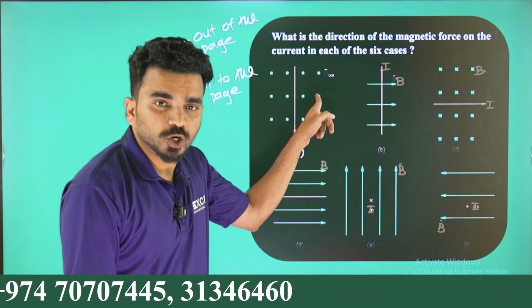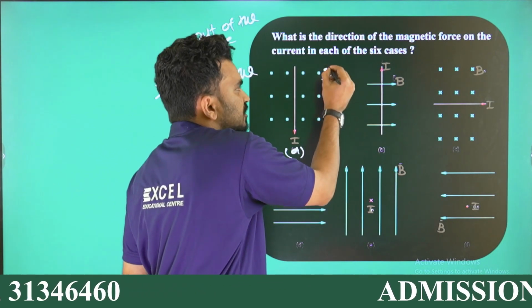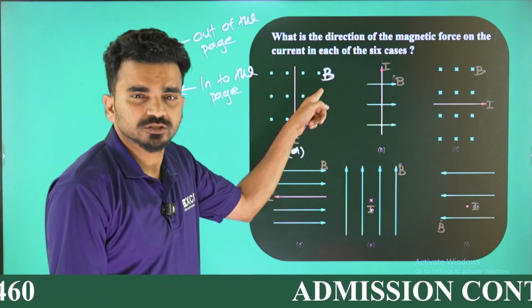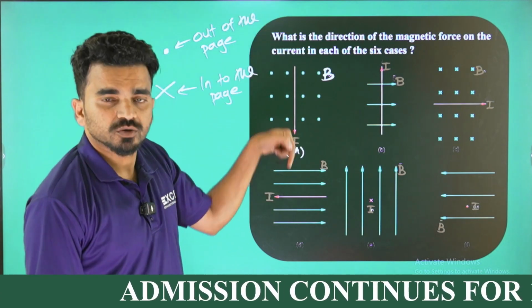Then come back over here. So what is this one? A dot means the magnetic field is out of the page. So here is a magnetic field, okay? Magnetic field is like a dot, which means out of the page. And here the current is down. What will be the force?